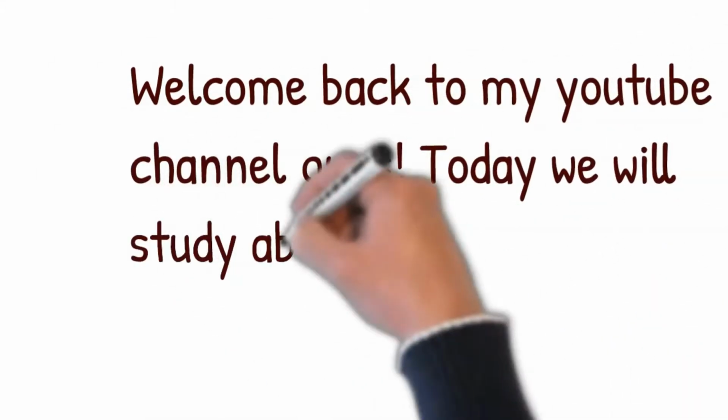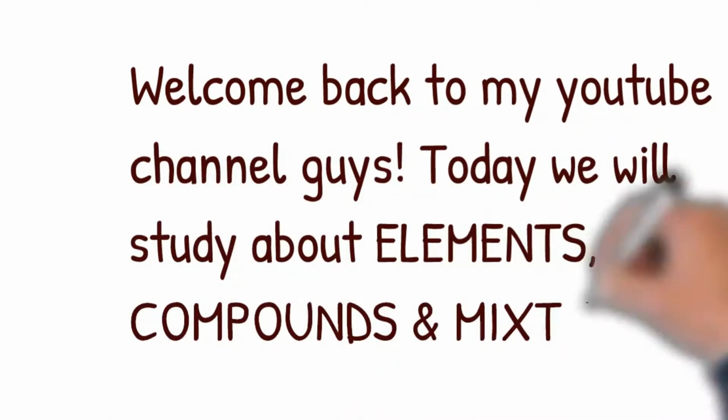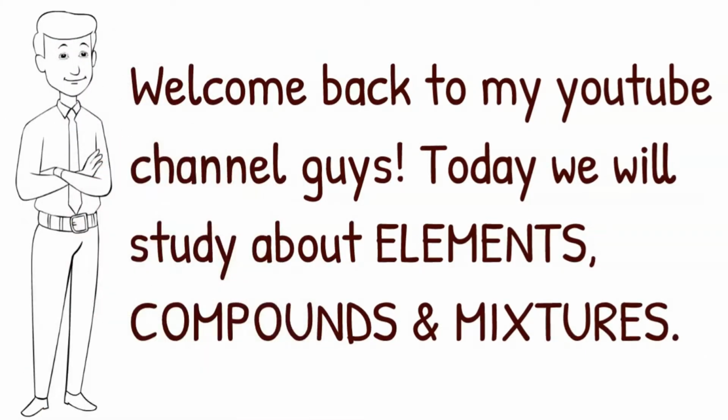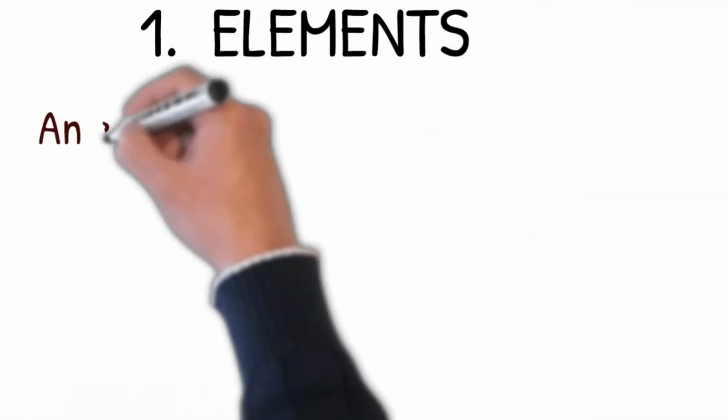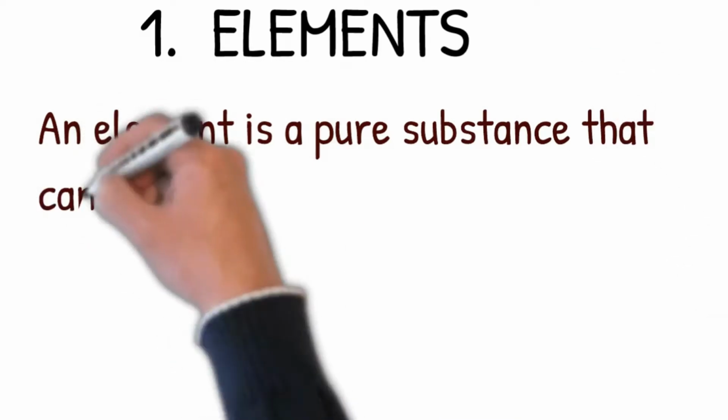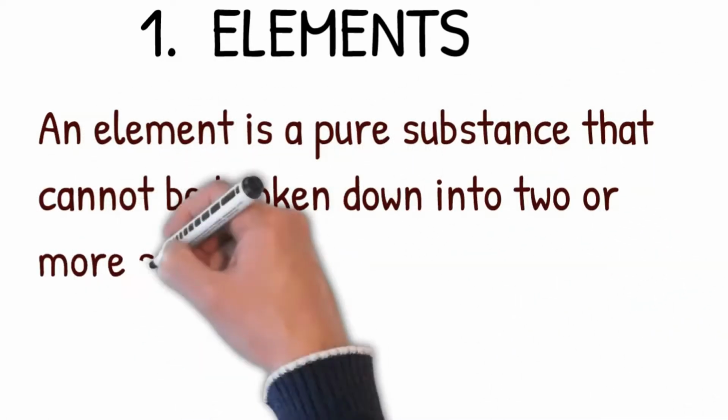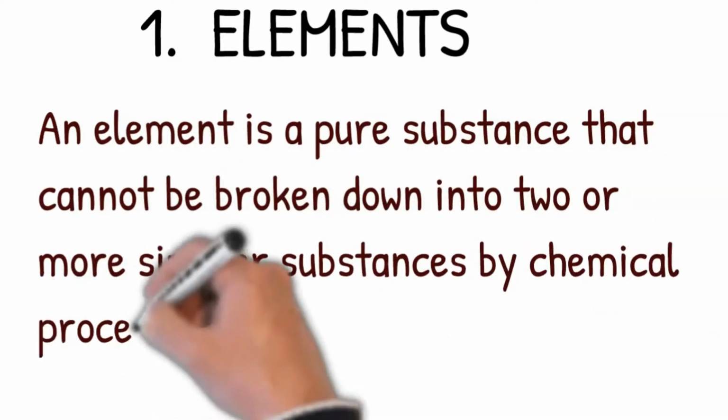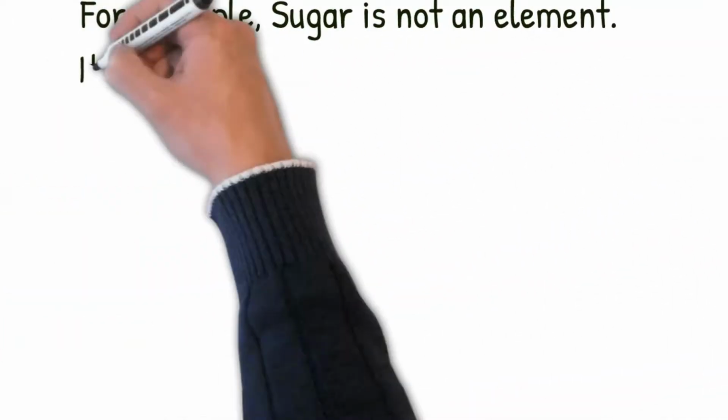Today we will study about elements, compounds, and mixtures. Elements. An element is a pure substance that cannot be broken down into two or more simpler substances by chemical processes. For example, sugar is not an element.